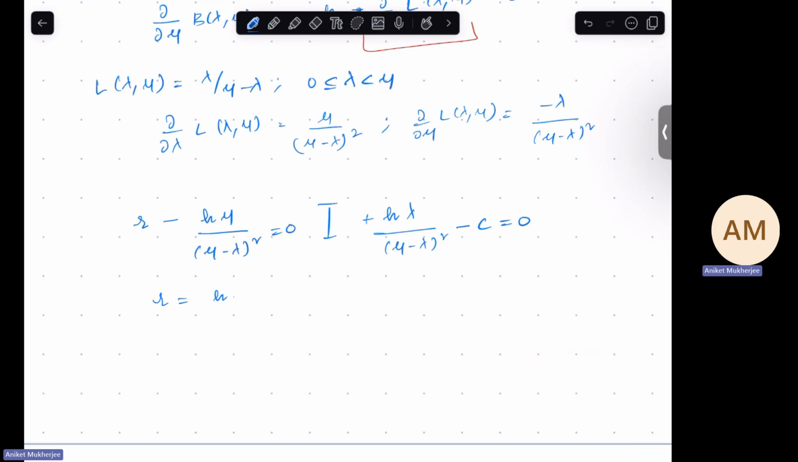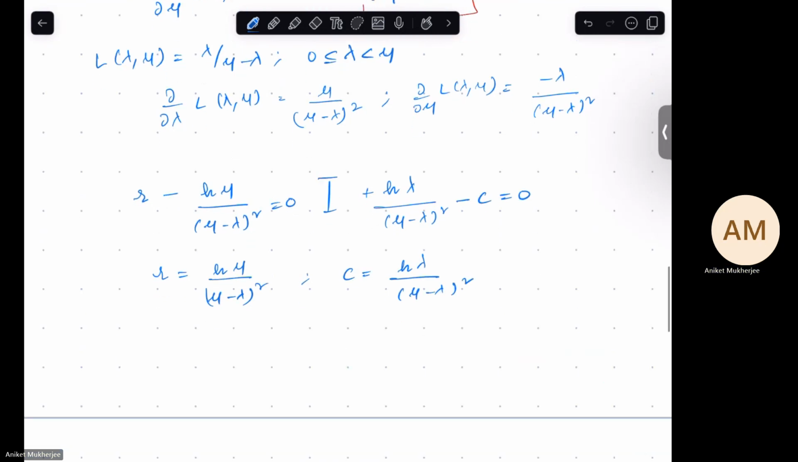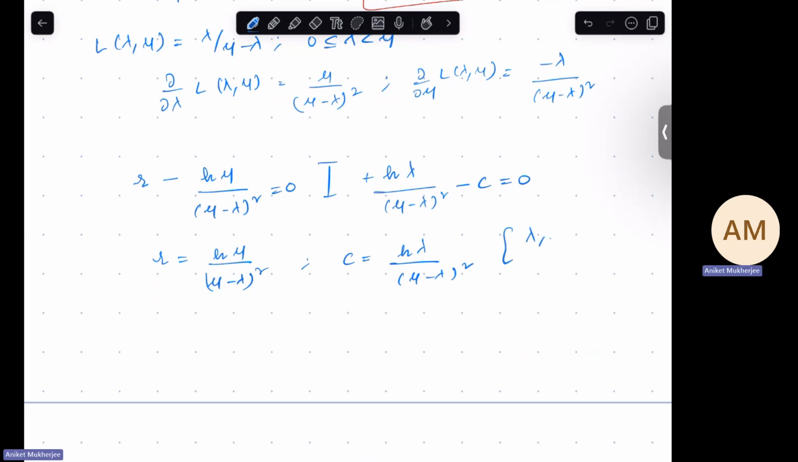Basically we have R equal to H mu by mu minus lambda whole square and C equal to H lambda by mu minus lambda whole square. So what are the unknowns here? Here the unknowns are lambda and mu. We want to find lambda, right? So you see we have both. So H by mu minus lambda whole square is equal to R by mu, and is also equal to C by lambda.